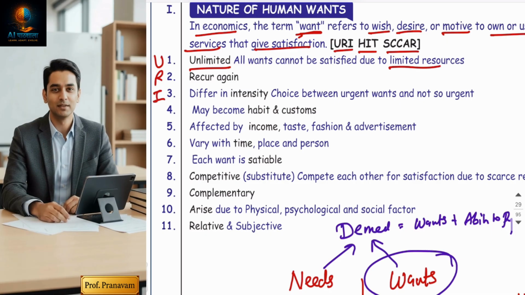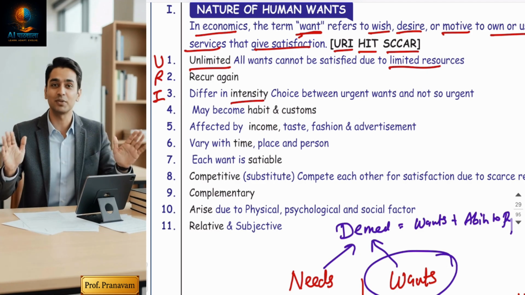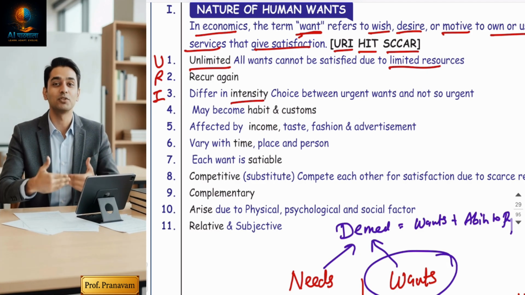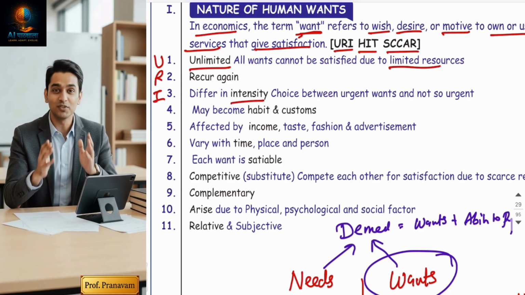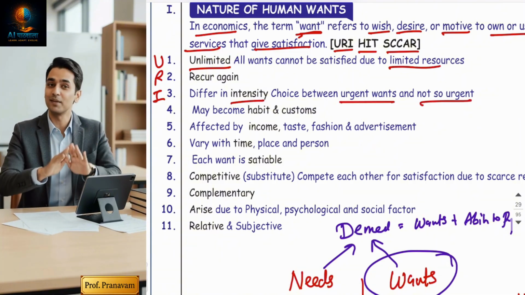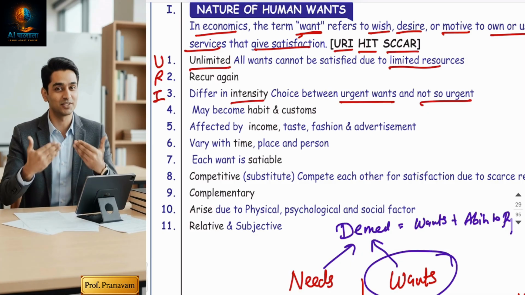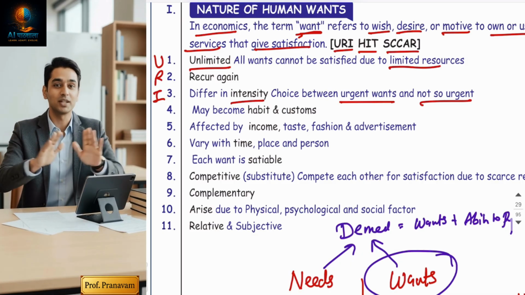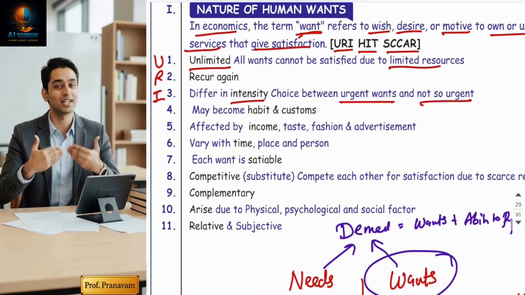Okay, then I: wants differ in intensity. Intensity means some of my wants are very urgent. I need to satisfy them. I cannot sacrifice them. And some wants are not so urgent, I can postpone them. So look, there are urgent wants and not so urgent wants. Some wants are very urgent, I need to satisfy them at any cost, and some are not so urgent. For example, I'm sick, so medicine is my want, and it's very urgent, I cannot sacrifice it. But I want to go for a movie, so I can postpone it, that's okay.